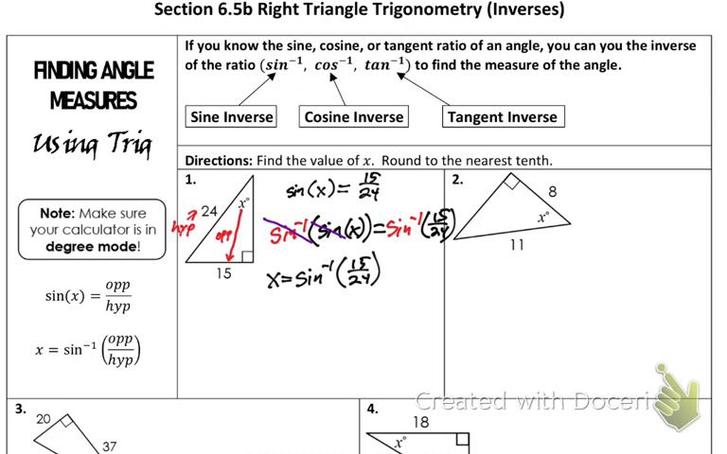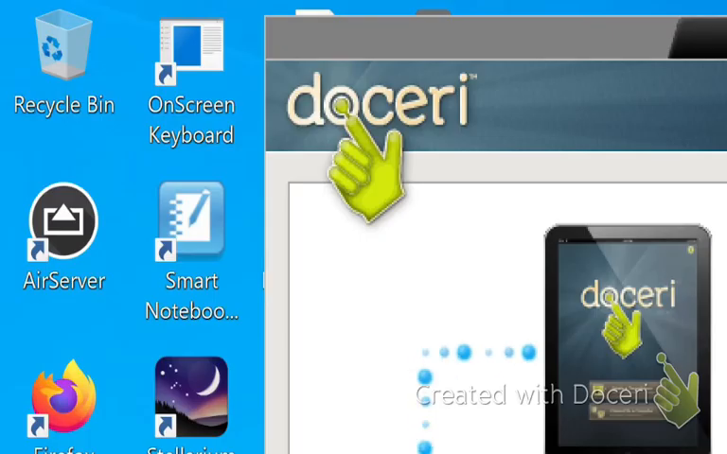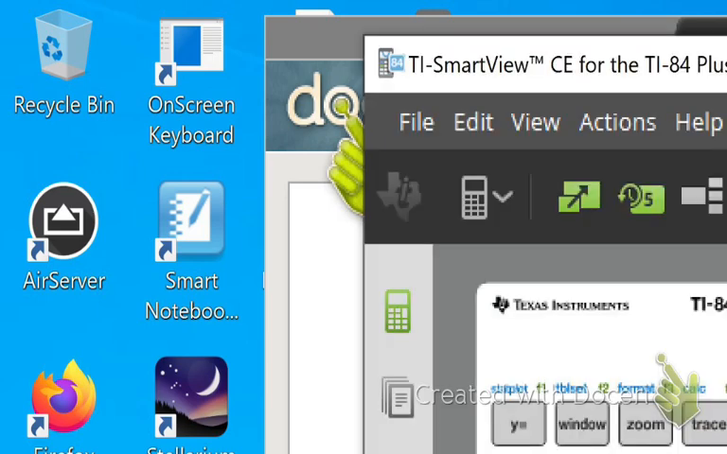Now, you should not know what that is. And it says round to the nearest tenth, which means you need to use your calculator. So let me bring up my calculator really quick to show you on a TI-84. Make sure we're in degree mode. Everyone should be in degree mode. You should not have changed that on your own.